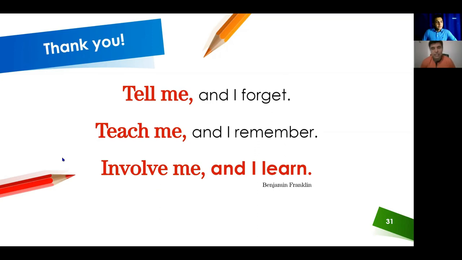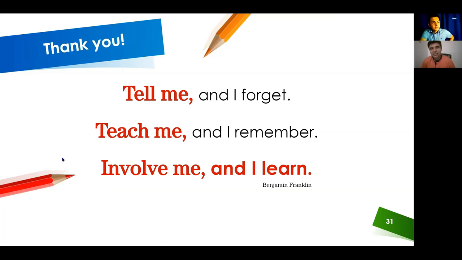And to finish this session, Danny, I really like this quote by Benjamin Franklin, and I'm sure many of the teachers have read it. And I hope many of the teachers are applying it, which is the most important, right? Danny, can you read the quote, please? Tell me and I forget, teach me and I remember, involve me and I learn. Benjamin Franklin. Okay, yes, and this is the most important, right?